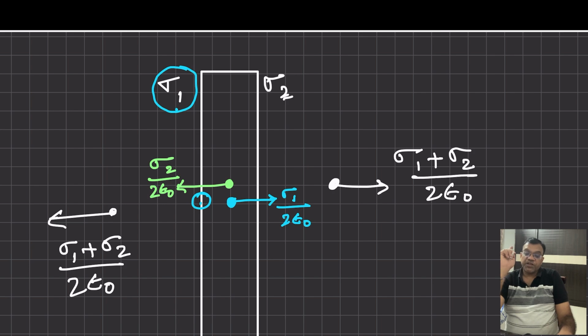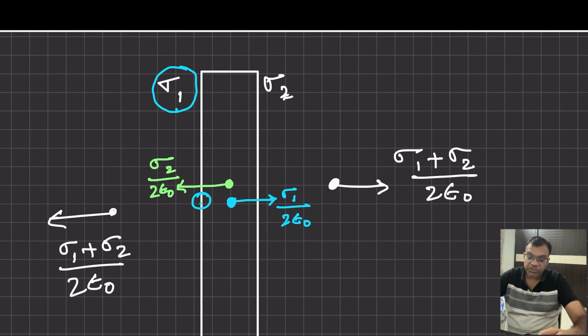Very nice questions can be framed in the non-conducting sheet. On one side they give the positive charge, on the second side they give the negative charge. Questions can be framed, but here we are taking positive charge this side, positive charge this side. So at this particular point, which is inside the sheet, due to the left surface, field is towards right, and due to the right surface, field is towards left.